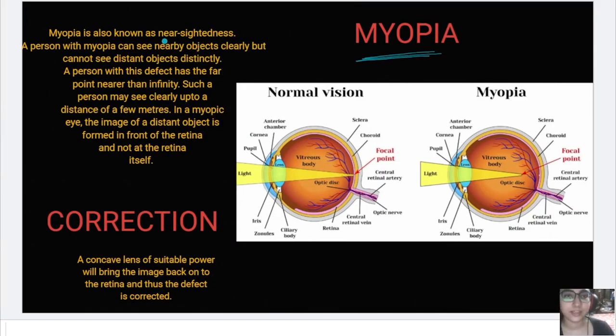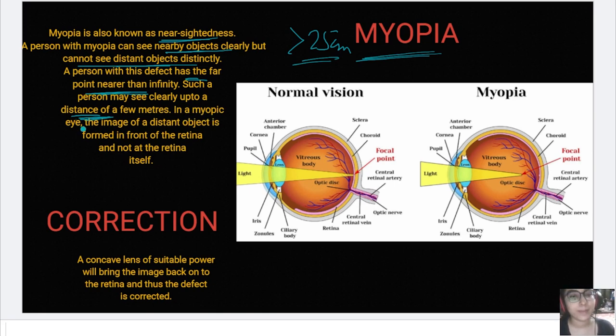Myopia is basically nearsightedness, which means that the person is able to see the objects close to it, but when you move them farther, more than 25 centimeter away, they start becoming blurred, and after some time you cannot see anything clearly. So 25 centimeters is more or less the limit. A person with myopia can see nearby objects clearly but cannot see distant objects distinctly. Everything becomes blurry. A person with this defect has the far point nearer than infinity. Obviously, such a person can see clearly up to a few meters.